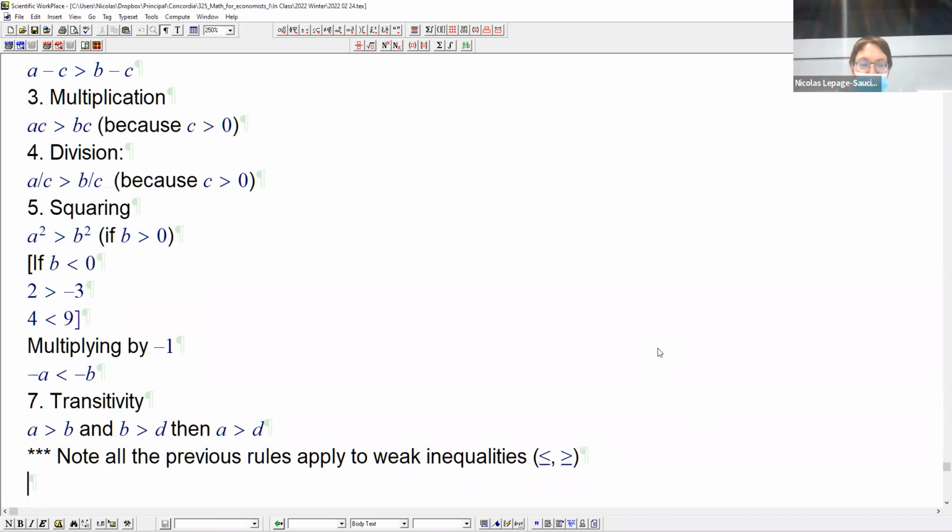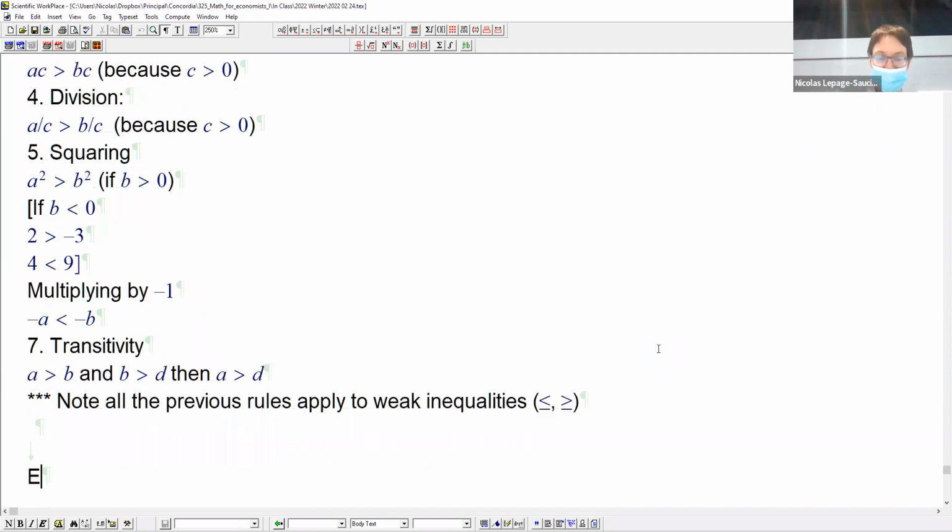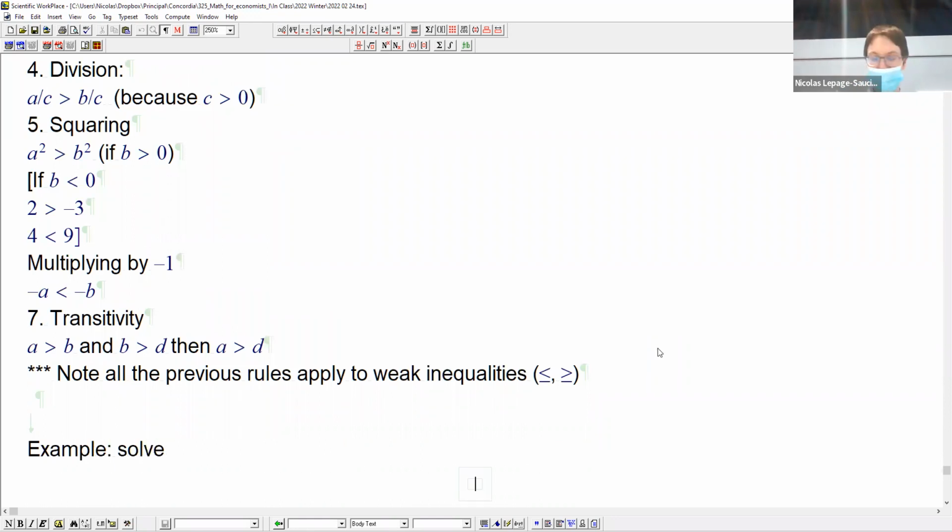Okay, so just a small exercise for you to do. For example, solve the following: 2x minus 1 is smaller than x plus 9. So simplify this expression, please.